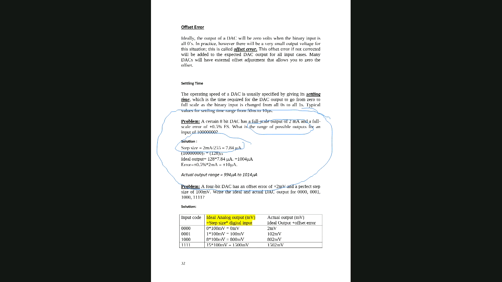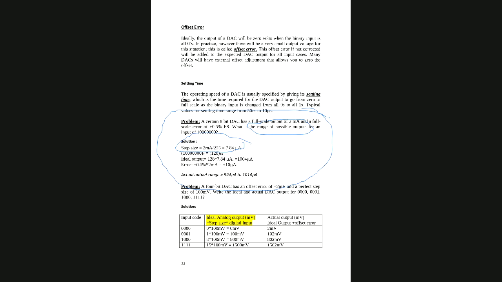Okay, again, first you find the ideal output, then you find your error and you add the error. So 1004 minus 10 microampere, 1004 plus 10, that will be your range. Clear, everybody? So first find the ideal, then find the error, given to you or calculated, and then you find the range. Very simple. Look again very carefully and ask me any question.